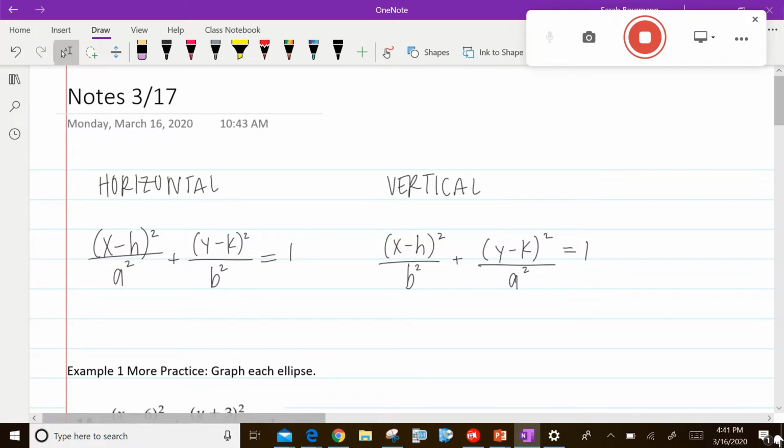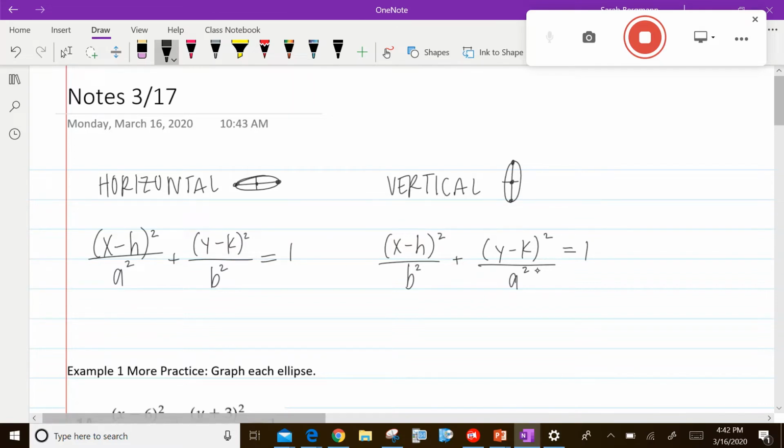All right, first things first, let's go over our two equations. So we have an equation for a horizontal ellipse, which basically means it's longer horizontally. The major axis is horizontal. Or a vertical ellipse, which basically means it's longer vertically. The major axis is vertical. All right, the minor axis is going the other direction.